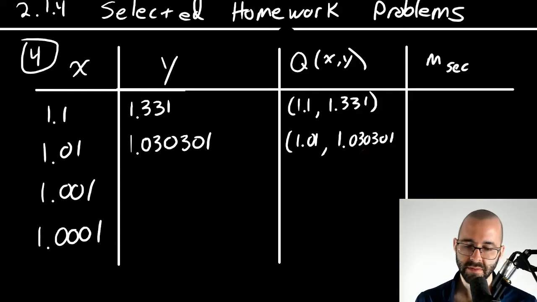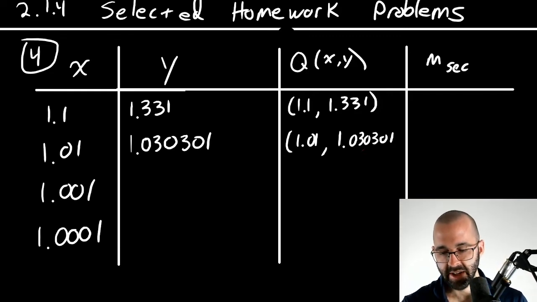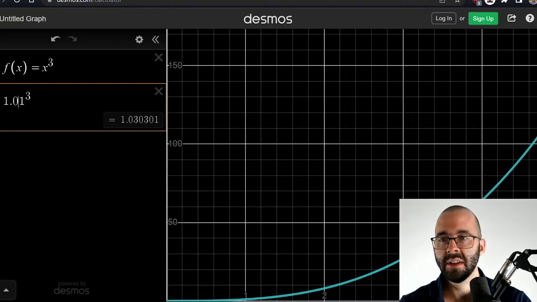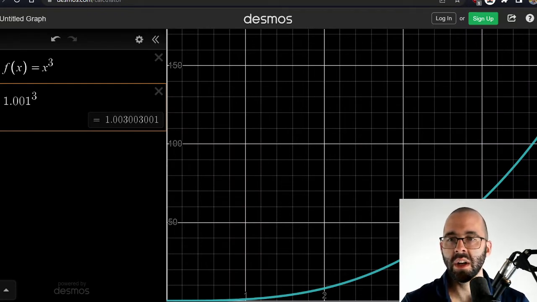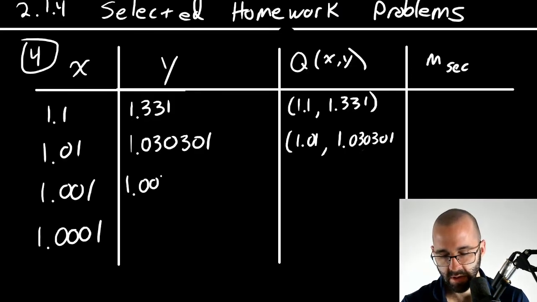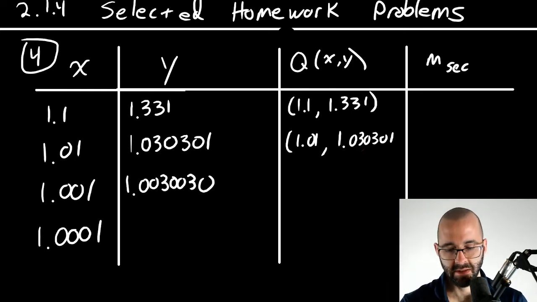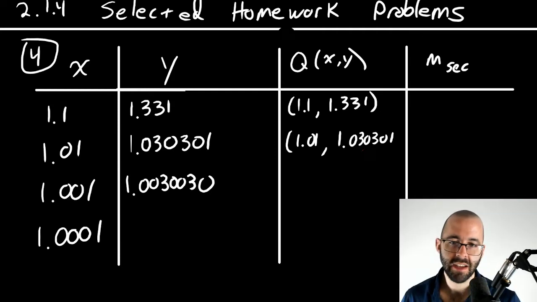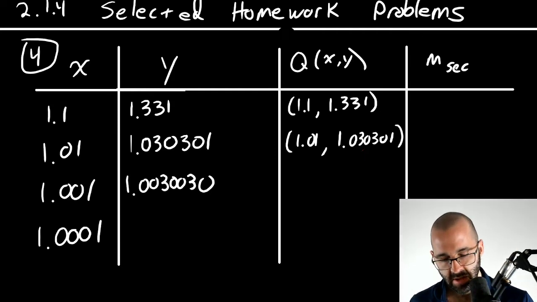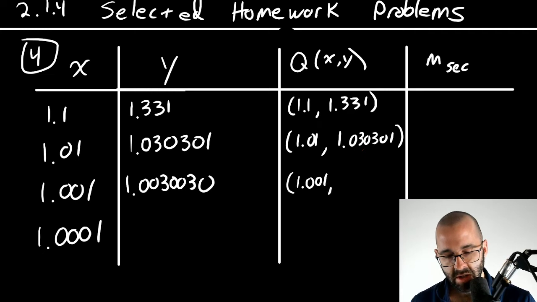The next one, just add another 0 here. 1.003003001001. But it only wanted 8. So 1, 2, 3, 4, 5, 6, 7, 8. It's going to be 7 decimal places in this case. Include the 0, that's important. That's going to be 1.001, comma 1.003.